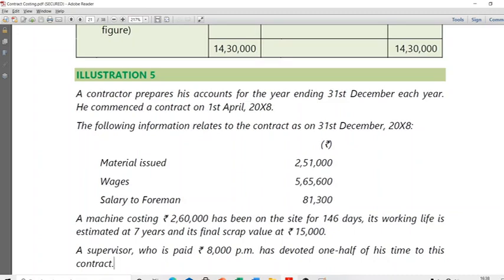A contractor prepares his accounts for the year ending 31st December each year. He commenced a contract on 1st April 2018. The following information relates to the contract as on 31st December 2018.